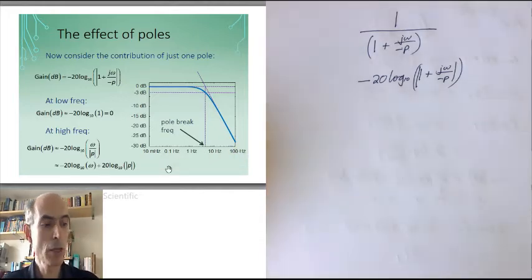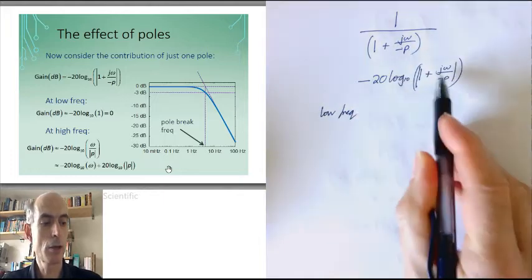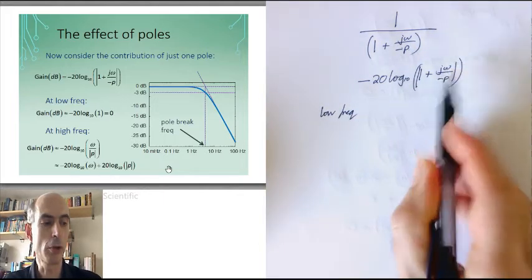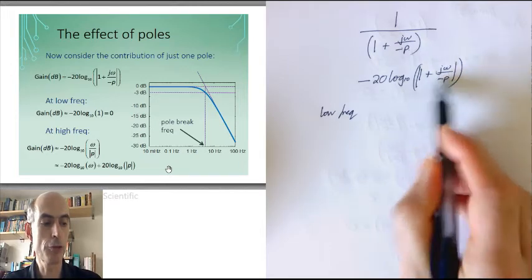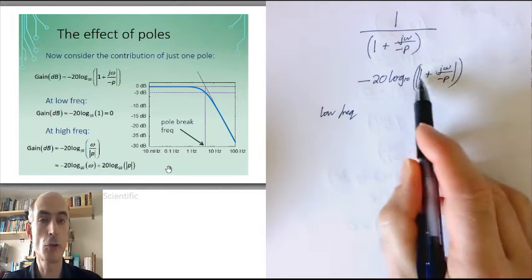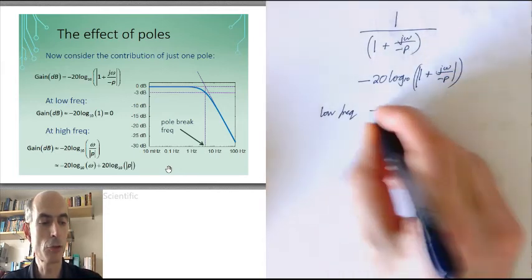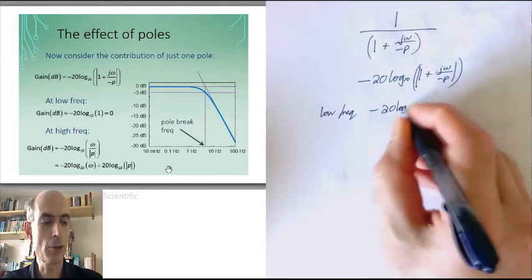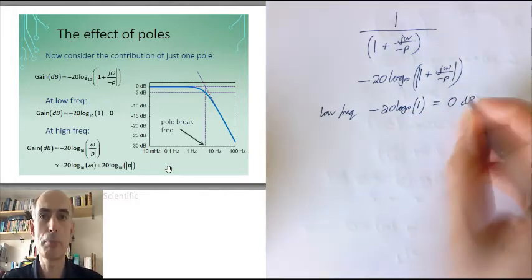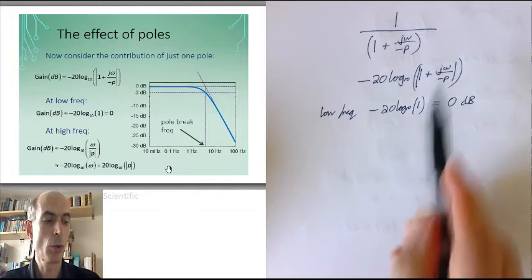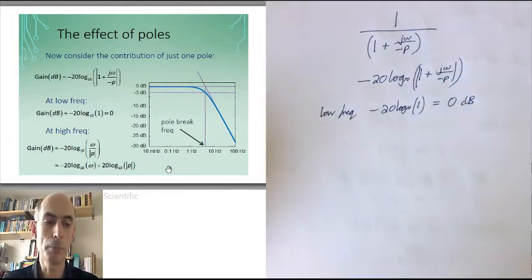But once again, we can consider low frequencies, where omega is much, much smaller than the modulus of the pole, and therefore this term is much, much smaller than 1 and can be neglected, and that just gives us minus 20 log to the base 10 of 1, which is 0 dB. So the pole is having no effect when the frequency is a long way below the modulus of the pole.